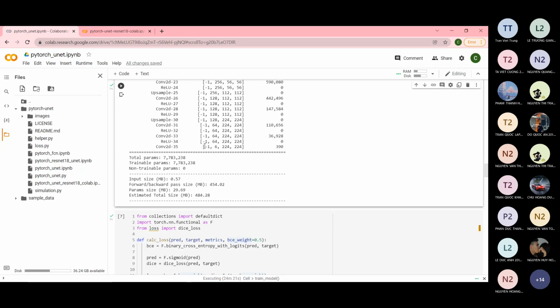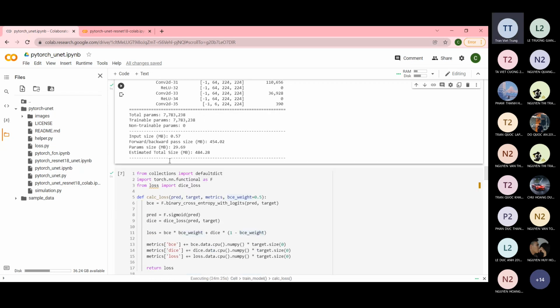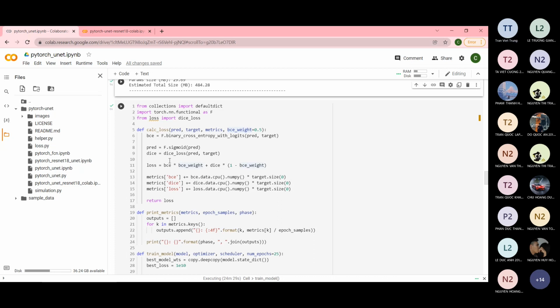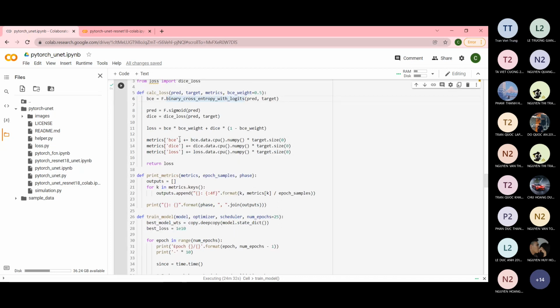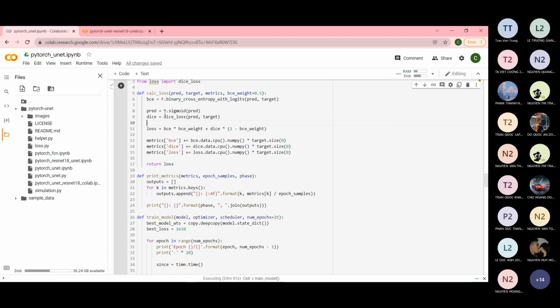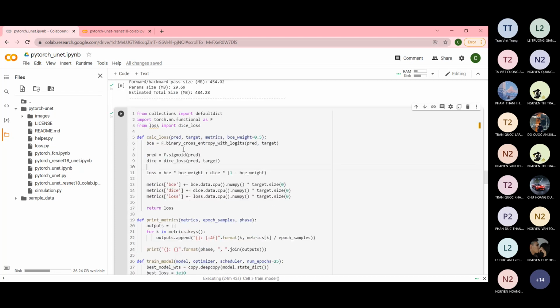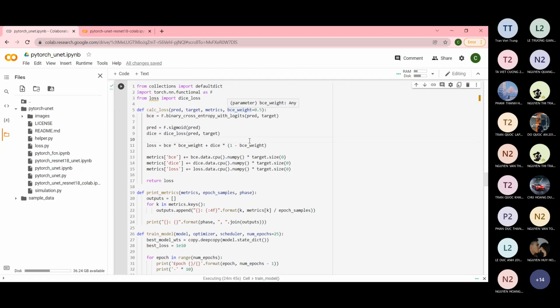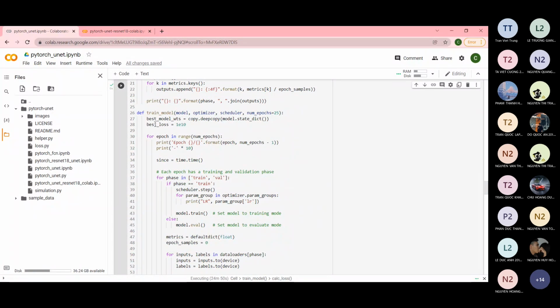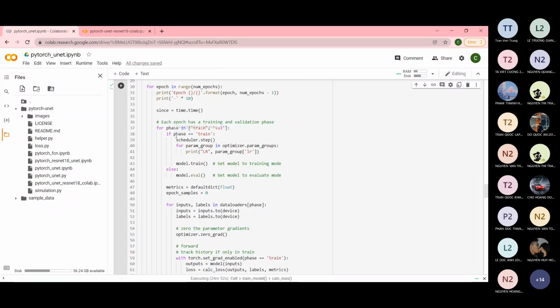Okay, so here they summarize the model. As you can see, the total parameter count is just 7.8 million. It is not a big model, and they use the same loss as the other notebook, which is the combination of binary cross entropy loss and the dice loss, with the weight of 0.5. And the print function, and they declare the training loop.